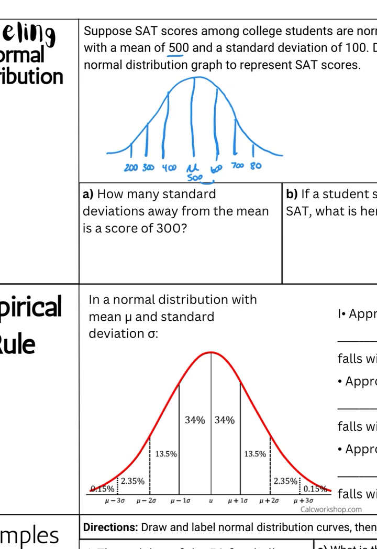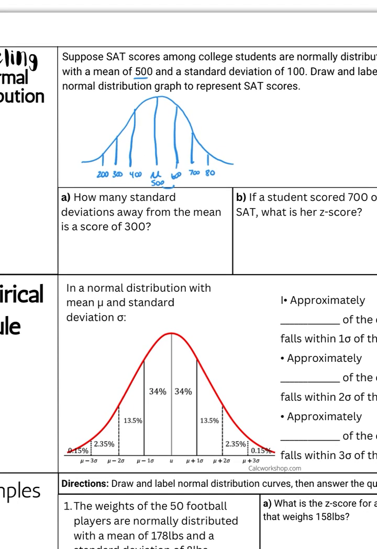And I label my distribution like that. Okay? So that is going to be how you would label a normal curve. You start with the mean in the middle, and then you go up or down based on the standard deviation. So how many standard deviations away from the mean is a score of 300? So here's our 300. So we went 1, 2. So it is negative 2 standard deviations away, because it's to the left 2.